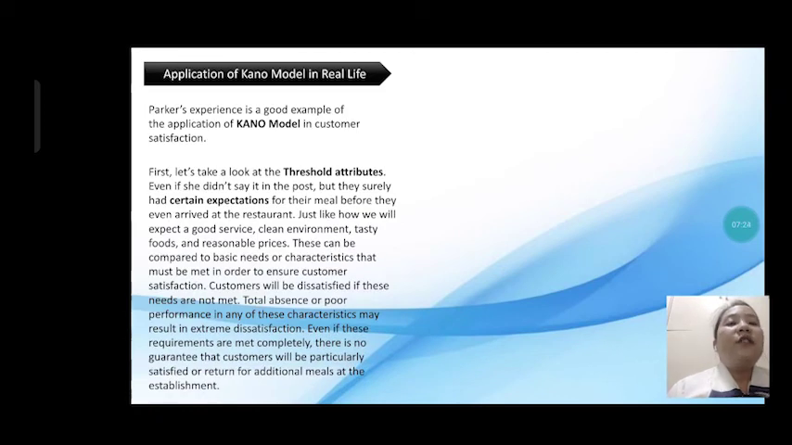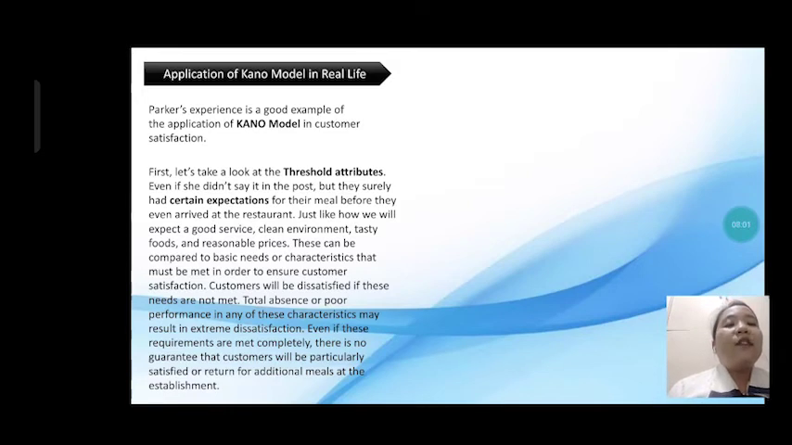Parker's experience is a good example of the application of the Kano model in customer satisfaction. First, let's take a look at the threshold attributes. Even if she didn't say it in the post, they surely had certain expectations for their meal before they even arrived at the restaurant, just like how we expect good service, a clean environment, tasty food, and reasonable prices. This can be compared to basic needs or characteristics that must be met in order to ensure customer satisfaction.